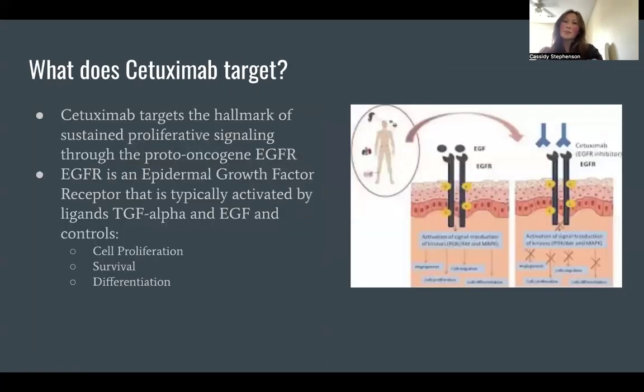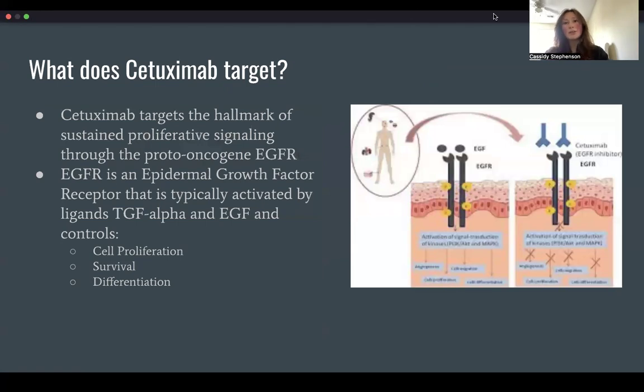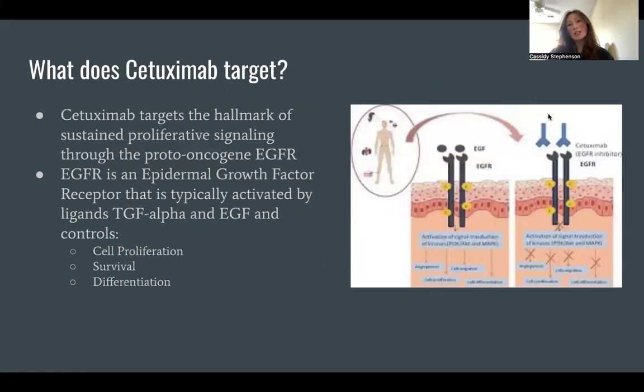So what does cetuximab target? It targets the hallmark of sustained proliferative signaling through the proto-oncogene EGFR. EGFR is an epidermal growth factor receptor that is typically activated by ligands TGF-alpha and EGF, and they control cell proliferation, cell survival, and cell differentiation.